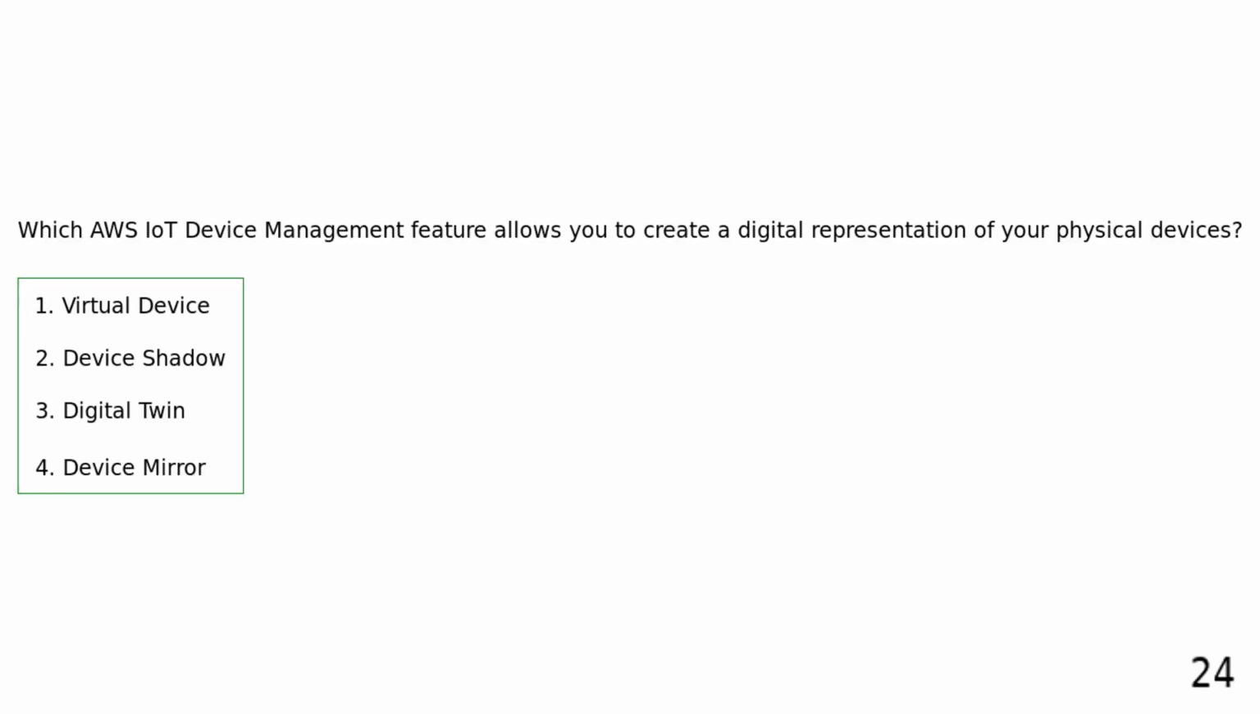Which AWS IoT Device Management feature allows you to create a digital representation of your physical devices? Virtual device. Device shadow. Digital twin. Device mirror.